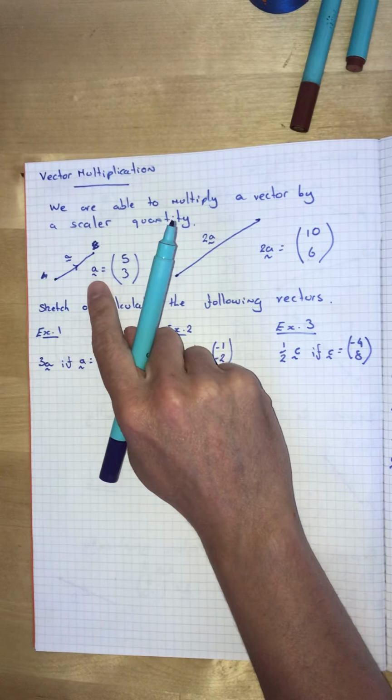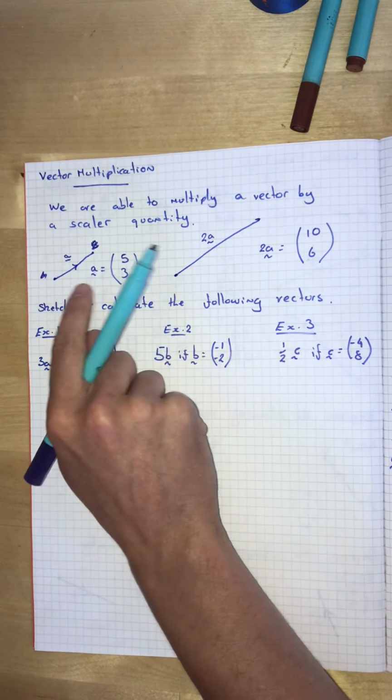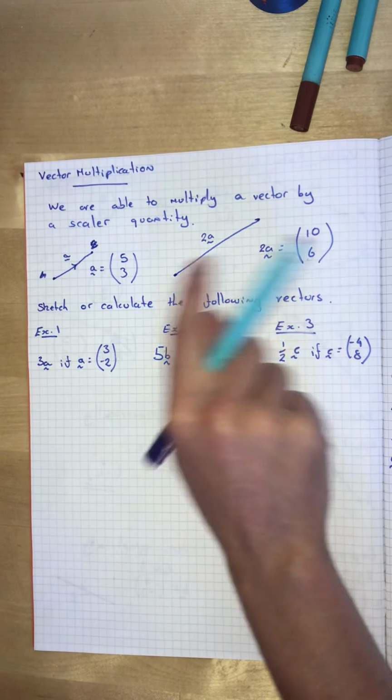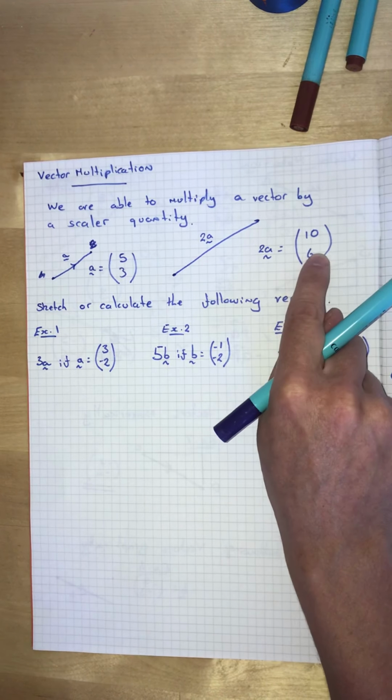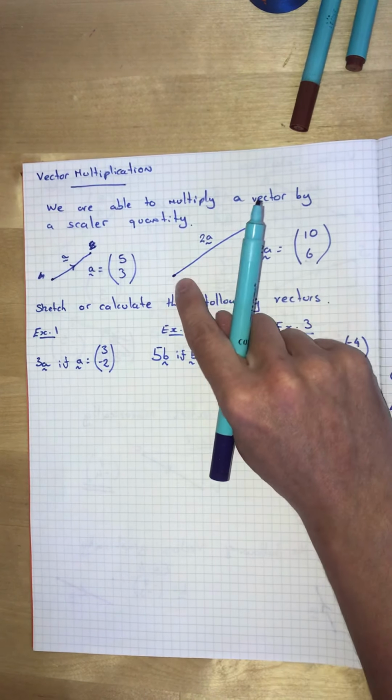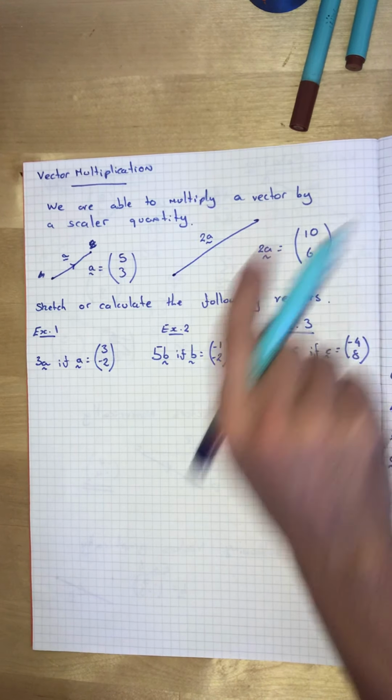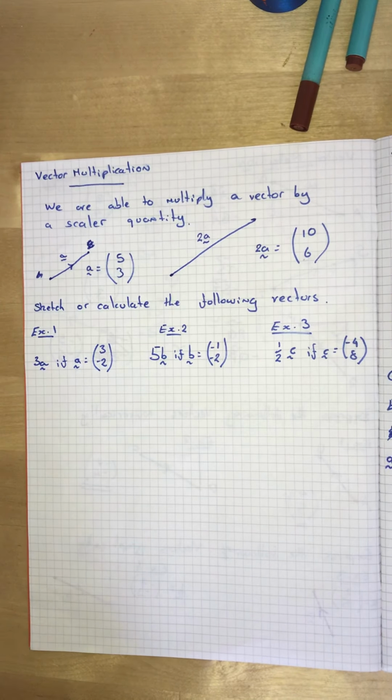I can multiply that by 2, so that vector is now going to become 2A. 2 times 5 is 10, 2 times 3 is 6, so numerically it's changed to 10, 6. And graphically it has also been extended. Okay, so sketch or calculate the following vectors. I'll do all three.